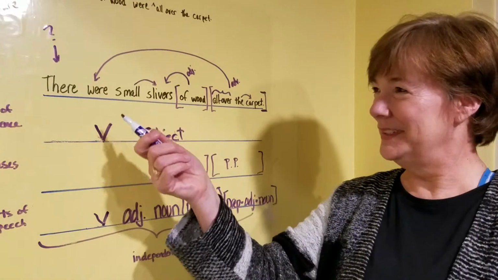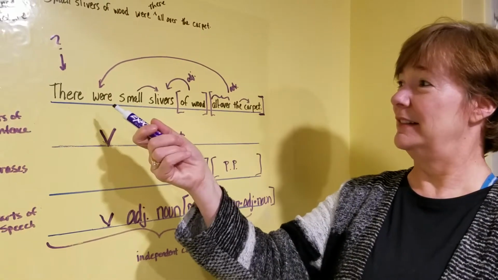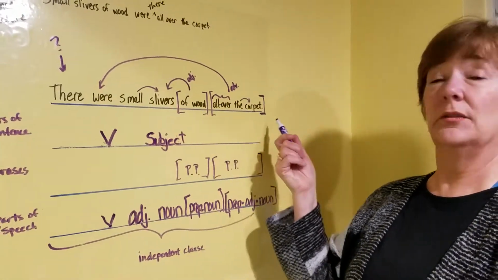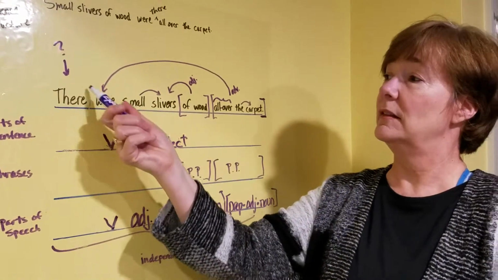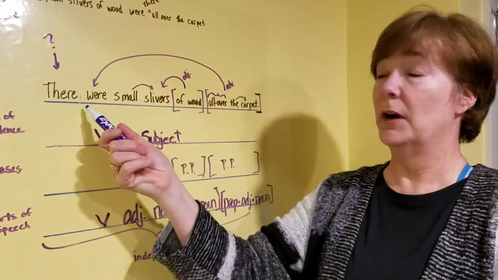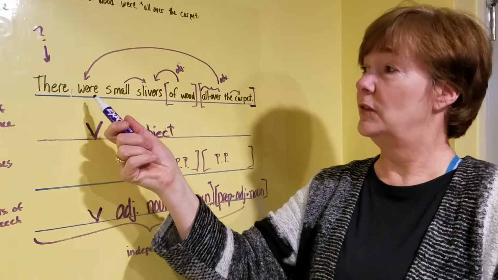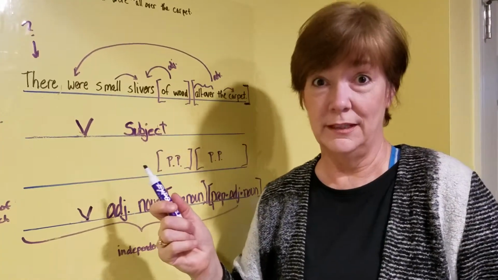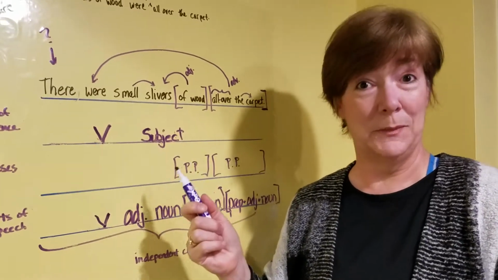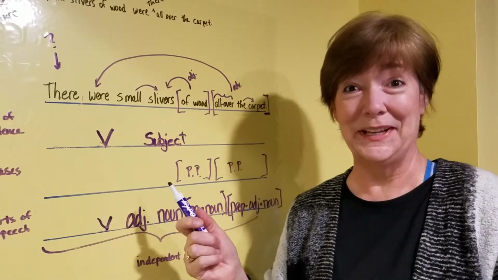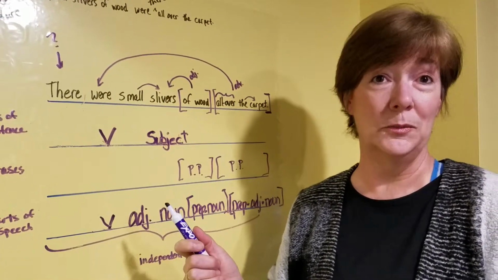Ready? We were recently sent this question. In the sentence, "There were small slivers of wood all over the carpet," what is the sentence function and the part of speech of the word "there"? So, this is a surprisingly complex question. We spent about 3 hours looking this up and going to different sources, and we've come up with two possible answers.